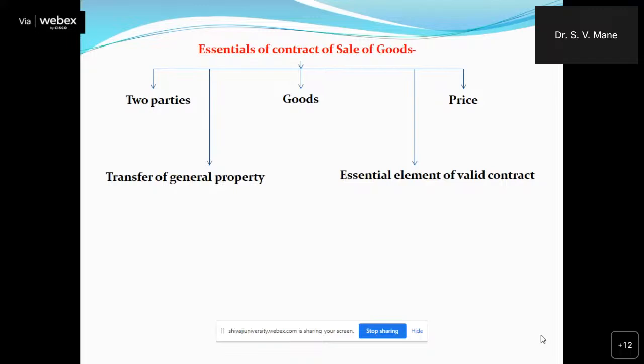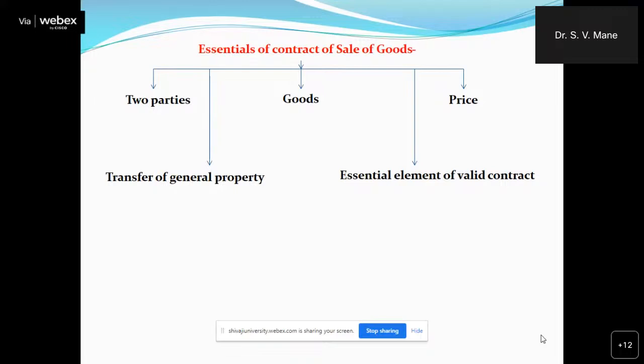A consideration for the contract of sale is called the price, and it must be in the form of money. Goods that are exchanged for other goods is called a barter. So price is one of the most important essential elements considered under the contract of sale of goods. So this is also important.